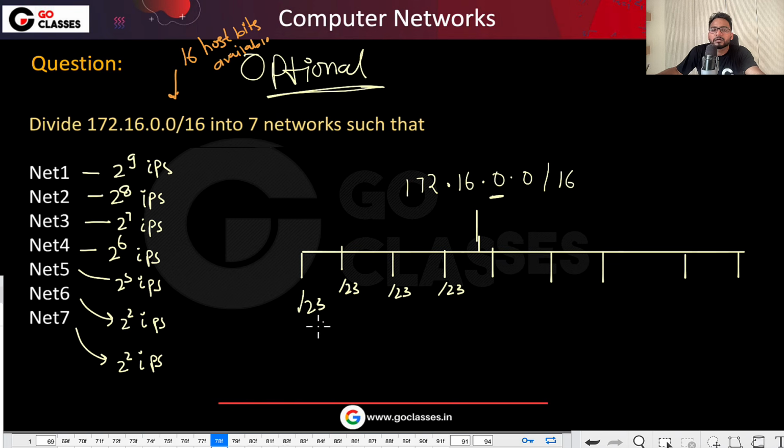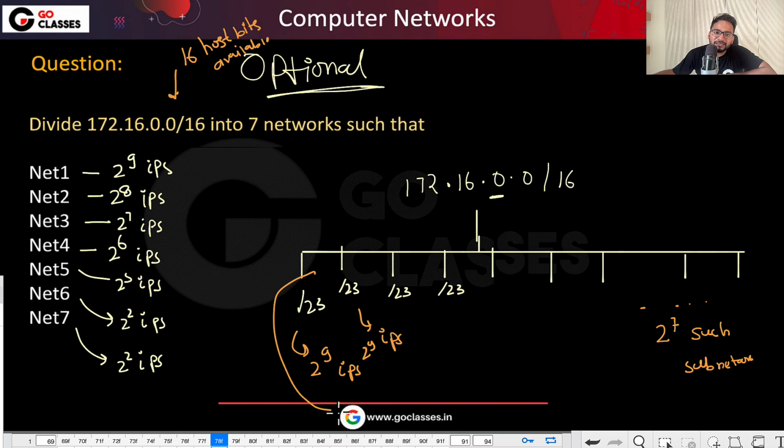Understood? So every network will be /23, and every network will have 2^9 IPs. Every network will have 2^9 IPs, right? So how many such subnetworks? 2^7 such subnetworks.